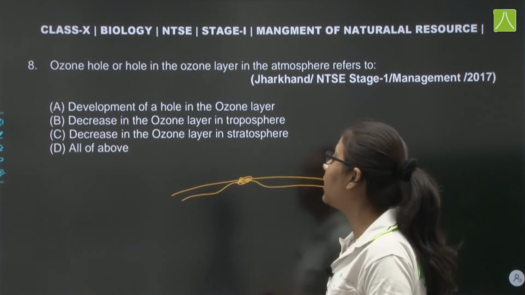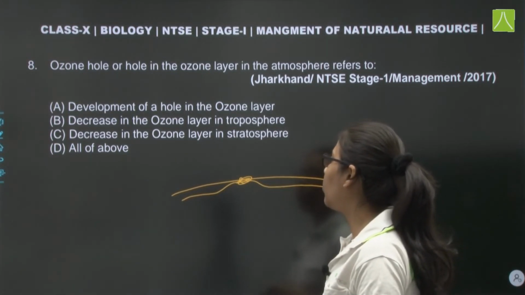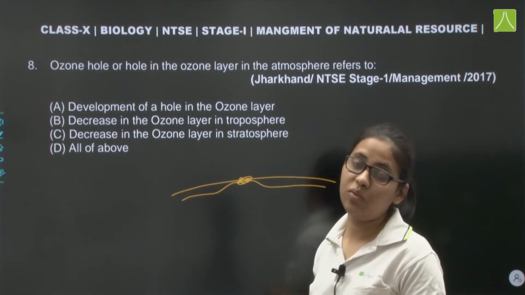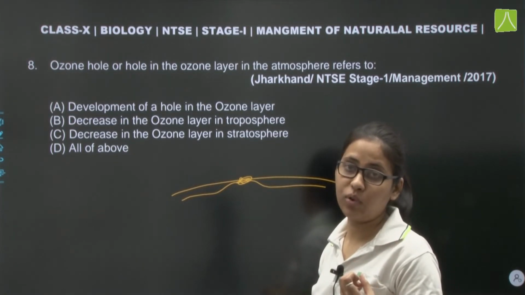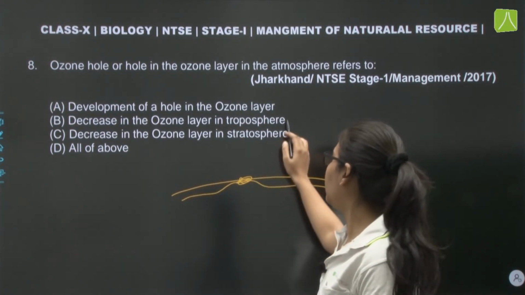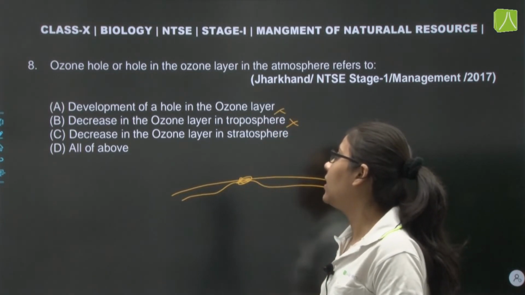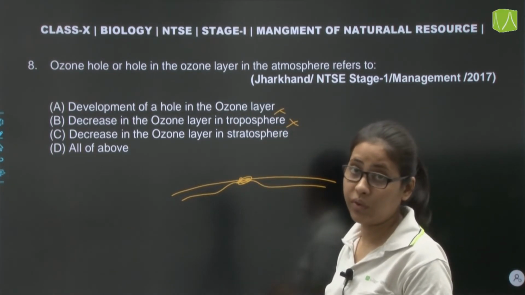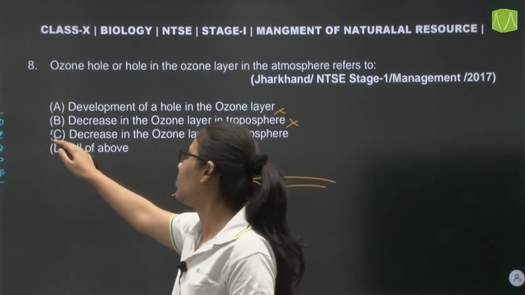No, this is not correct. Decrease in the ozone layer in troposphere. No, because the ozone layer is present in the second layer of atmosphere, that is the stratosphere. So this one is also incorrect. This one is also incorrect. Decrease in the ozone layer in stratosphere. This one is correct. That is, the C option is correct.